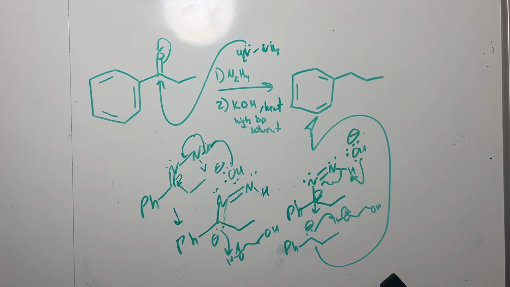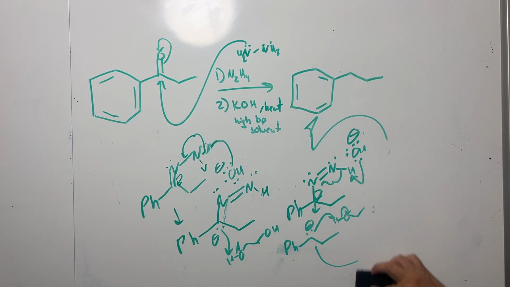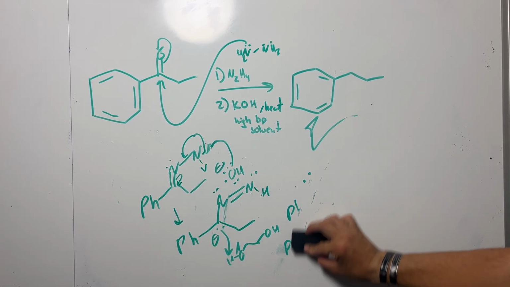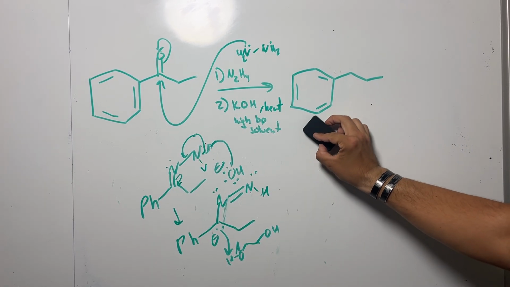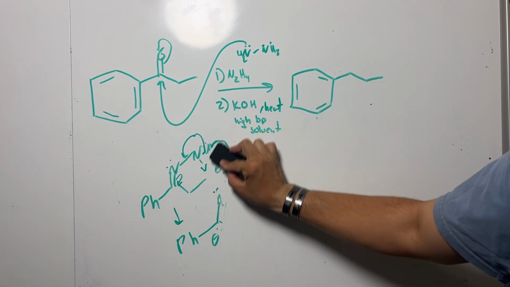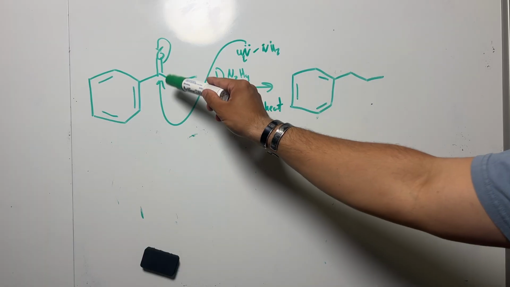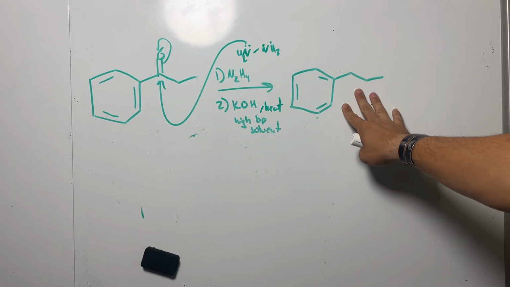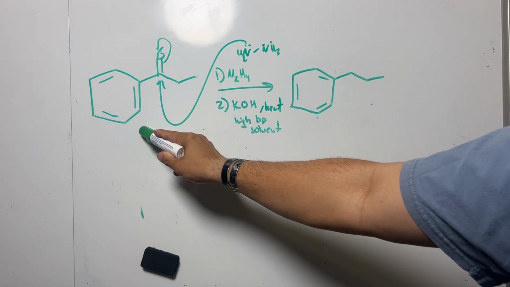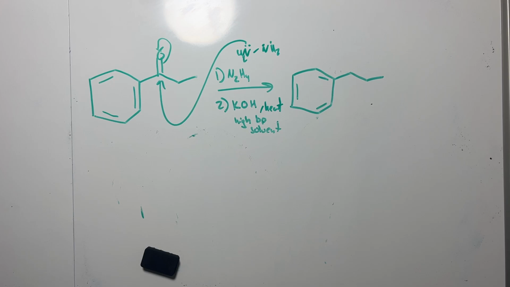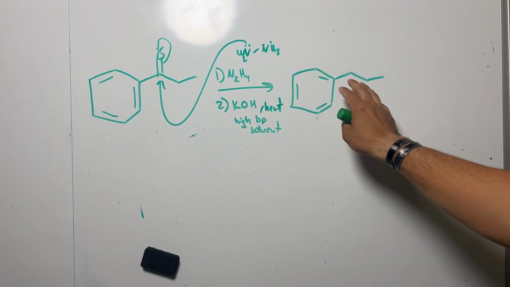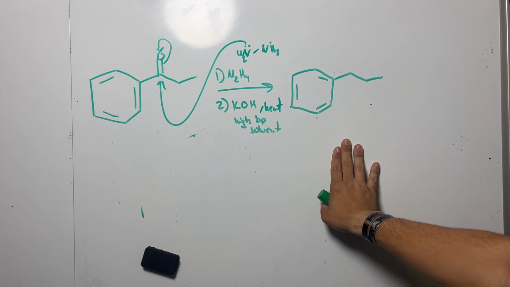Now I know that's a lot of moving pieces, and that's okay. Depending on your professor, they might not want you to know all that, and they might just want you to know what the reaction does. So it reduces ketones and aldehydes down to alkanes, and where it's really useful is for aryl ketones, like to get the n-alkylated benzene.